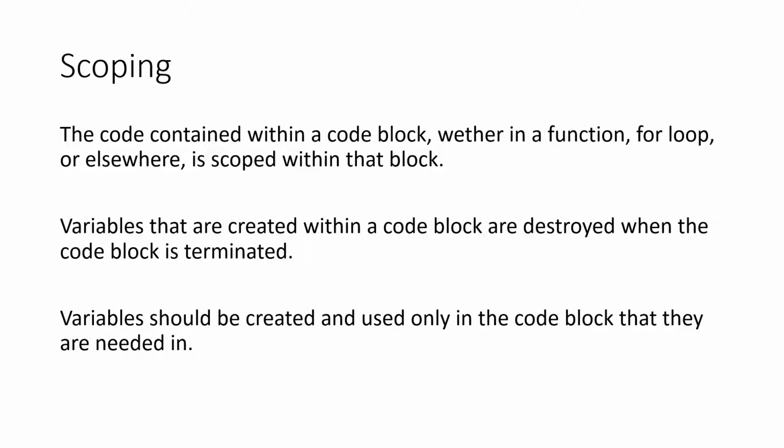When code is contained within a code block, whether in a function, a for loop, or elsewhere, it's scoped within that block. Variables that are created within a code block are destroyed when the code block is terminated. What this means is that variables that you create within a function cannot be used after that function terminates, whether it runs out of code to use or it encounters a return statement. Variables should be created and used only in the code block that they're needed in.